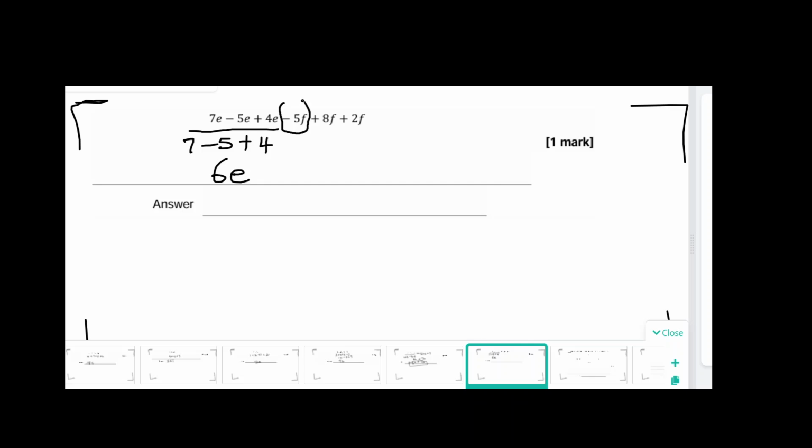And then here, I'm just going to circle so that you notice there's a negative sign next to the 5f, positive next to the 8f, and positive next to the 2f. So we'll have minus 5, positive 8, positive 2. Minus 5 plus 8 is positive 3, plus 2, positive 5. So you write positive 5f. Final answer: 6e plus 5f.